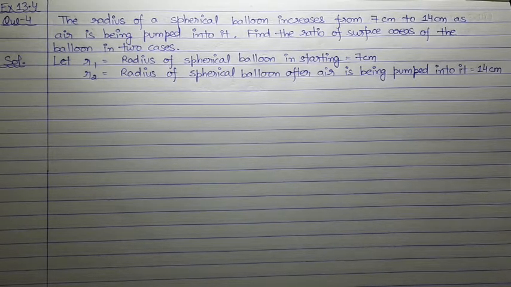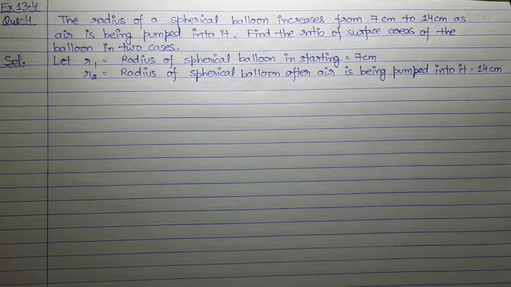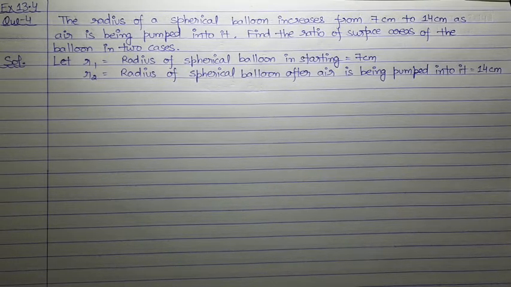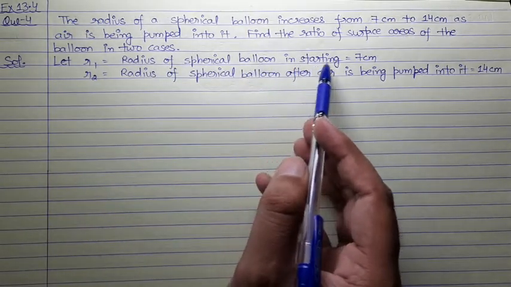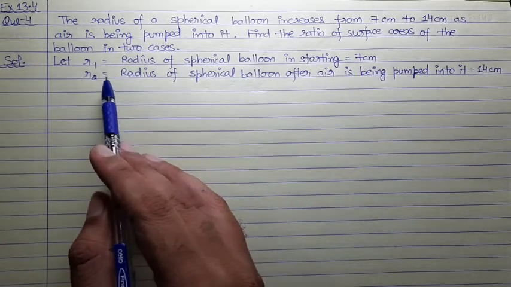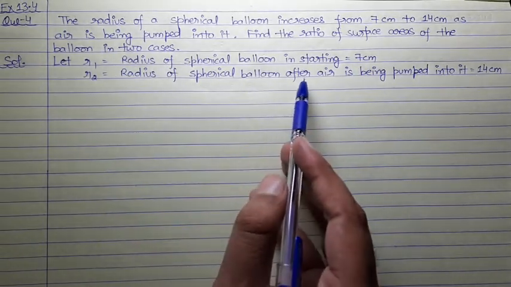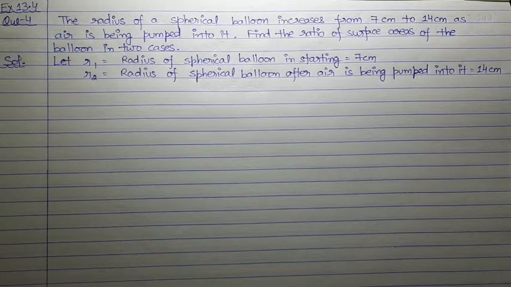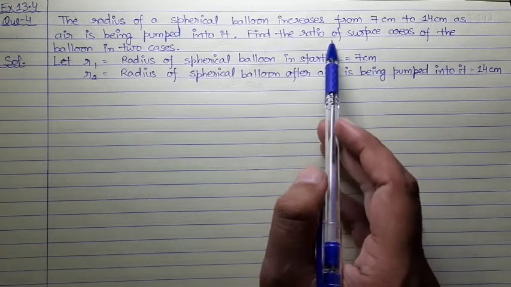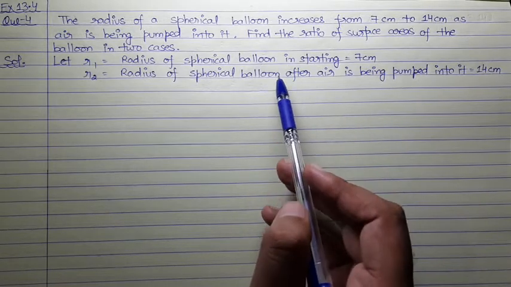Exercise 13.4, question number 4. The radius of a spherical balloon increases from 7 centimeter to 14 centimeter as air is being pumped into it. Find the ratio of surface areas of the balloon in the two cases. Let R1 radius of spherical balloon in starting, which is 7 centimeter, and R2 radius of spherical balloon after air is being pumped into it, which is 14 centimeter. In this question, we have to find the ratio of surface areas in these two cases.